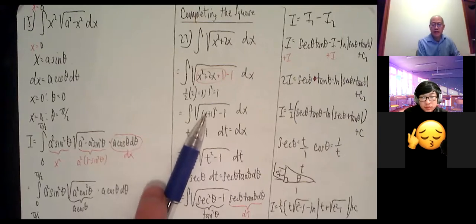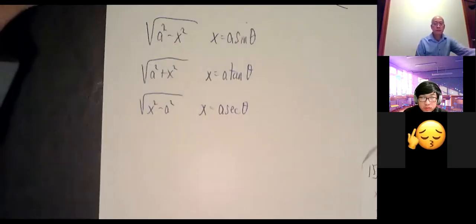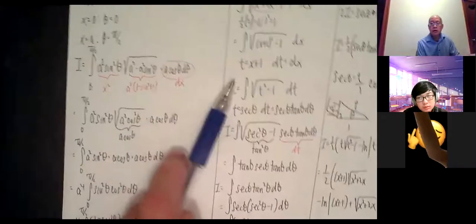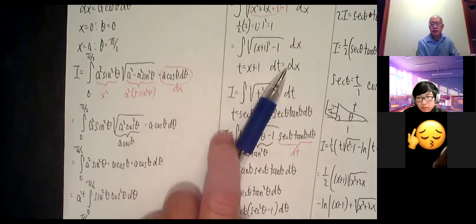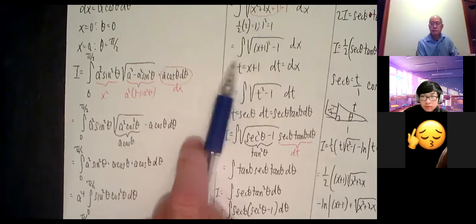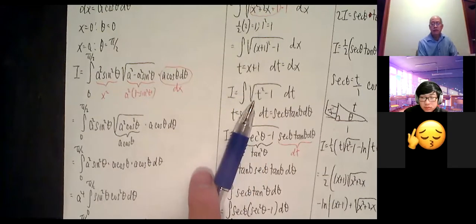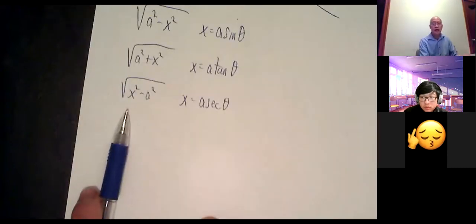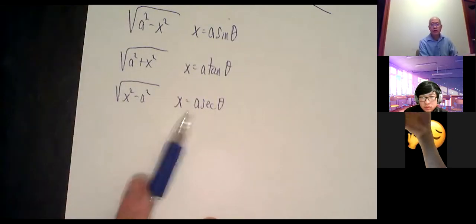What you want to do now is pretend this is t, another letter, like t squared minus 1. That way I can make it look like this. You see? So let t equal x plus 1, dt equals dx. Why don't you use u? Well, I might need it for later. So this becomes the square root of t squared minus 1 dt. Now it's perfect. t is functioning like x. t squared minus 1 is like x squared minus 1. So I'm using this substitution: t equals 1 secant theta.